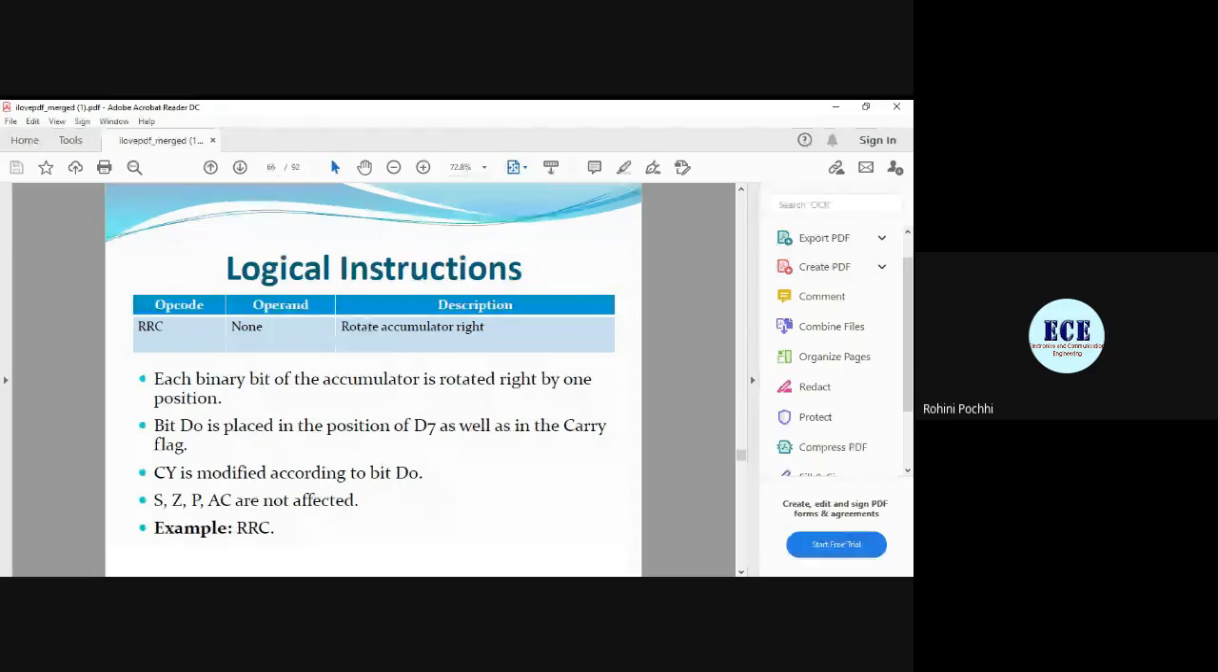RRC means rotate accumulator to the right. Each binary bit of the accumulator is rotated right by one position. Bit D0 is placed in the position of D7 as well as in the carry flag.